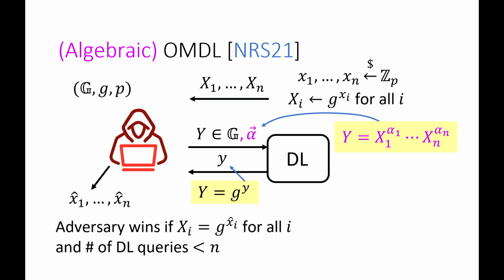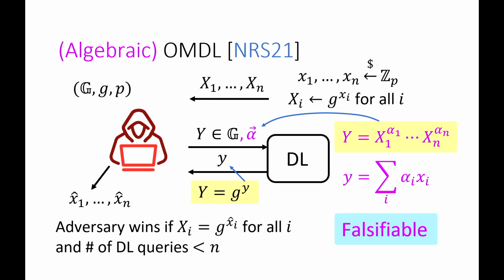The algebraic one-more d-log assumption is a weaker assumption, where the crucial difference is that the adversary, in addition, needs to provide a representation alpha of y with respect to all the challenges. Notably, given the alpha, this d-log oracle is efficiently implementable, since the challenger can compute the discrete log of y as the sum of alpha i times xi, which also means this assumption is falsifiable.